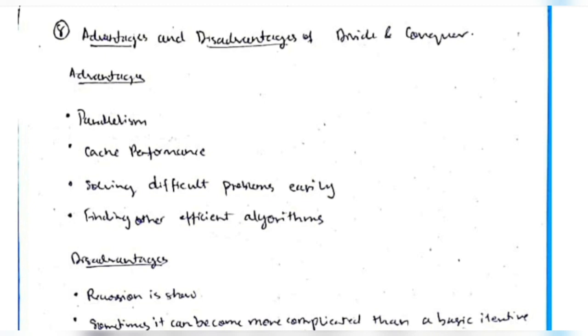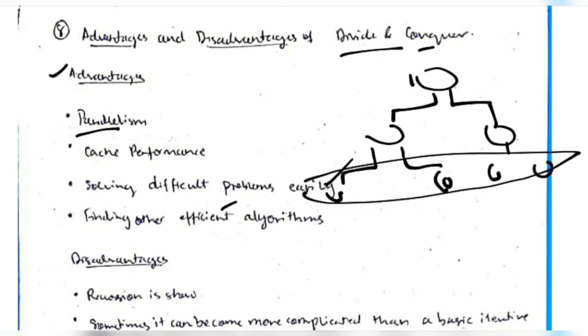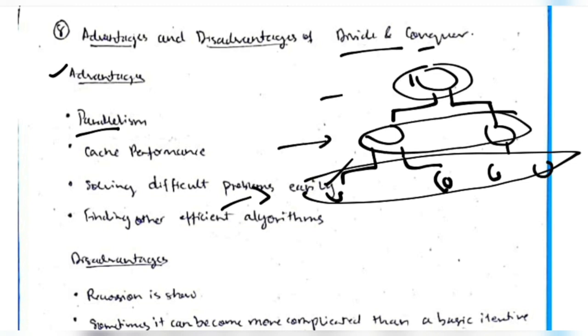Let's move on to the next topic. In this topic, we'll be looking at some advantages and disadvantages of divide and conquer. The first advantage is parallelism. When we divide into two parts and further parts, each part can be executed in parallel, which means at the same time. These can all be executed at the same time, and then these both, and then this is the final answer. So in that case parallelism helps a lot.